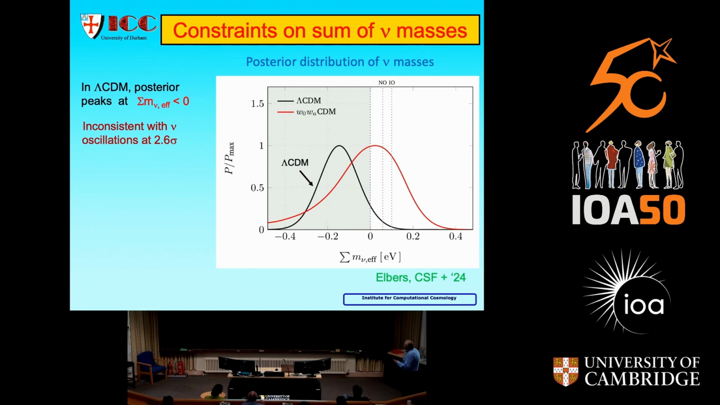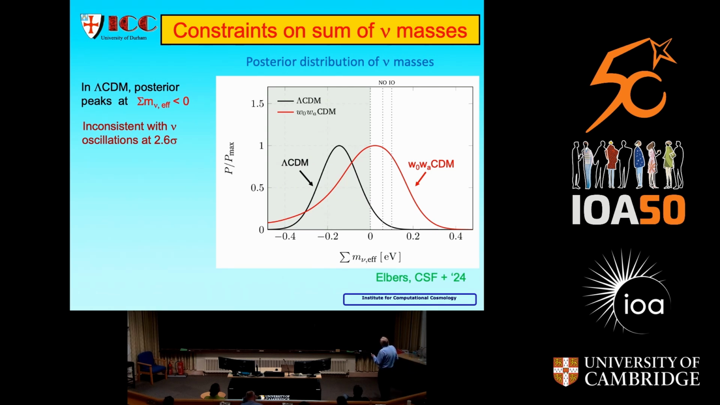It peaks at a negative mass, which is not very nice. But more worryingly, it's in conflict with the limits from the neutrino oscillations. That's true for normal ordering and inverted ordering, doesn't matter. The main thing is that it's inconsistent with neutrino oscillations at more than 2 sigma.